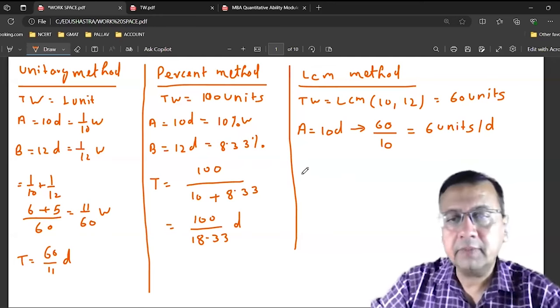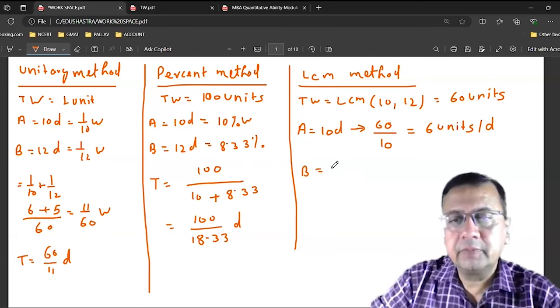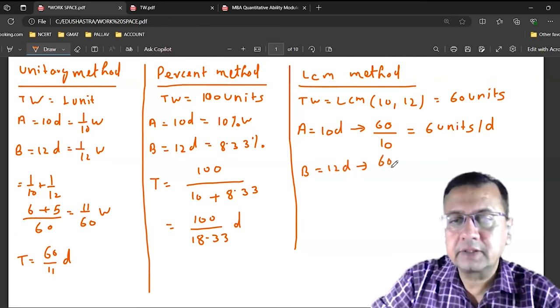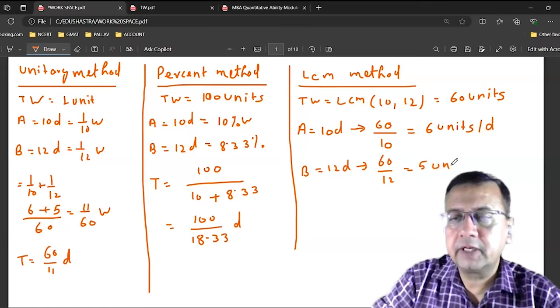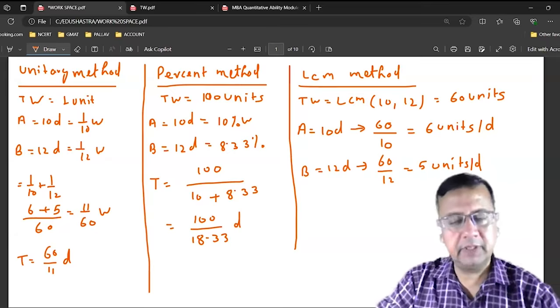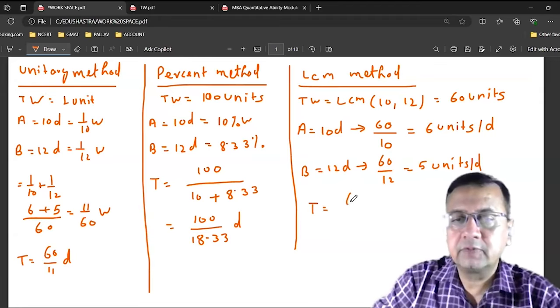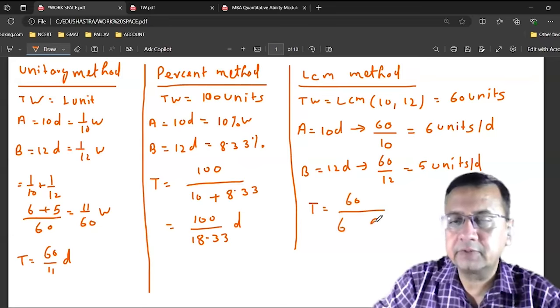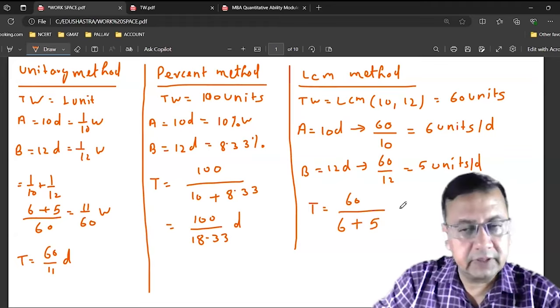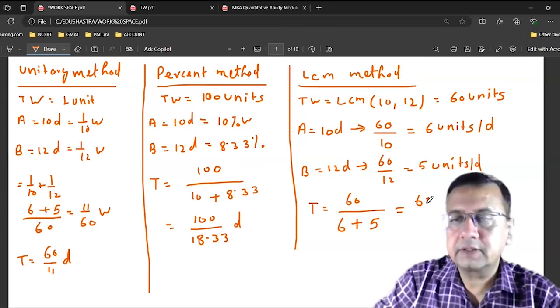Okay. B. So B, 12 days, same way. This is 60 by 12, right? So how much? 5 units per day. Then I want to calculate time. So total work is 60. A is doing 6. B is doing 5. They are working together. So my answer is 60 by 11 days.